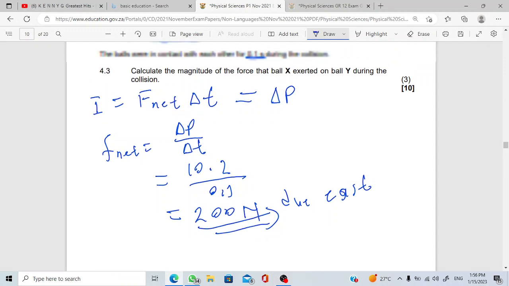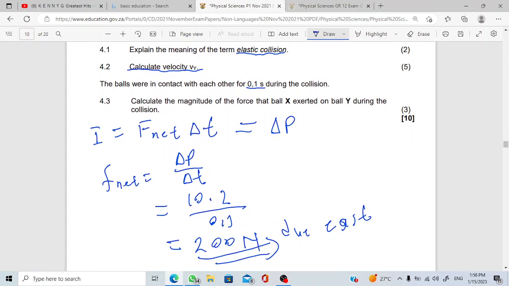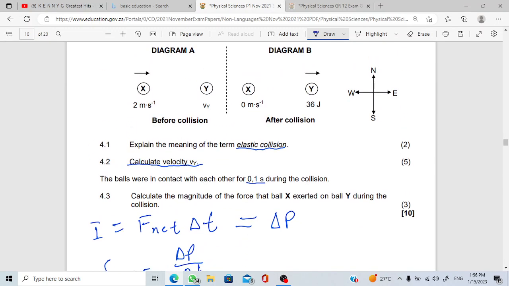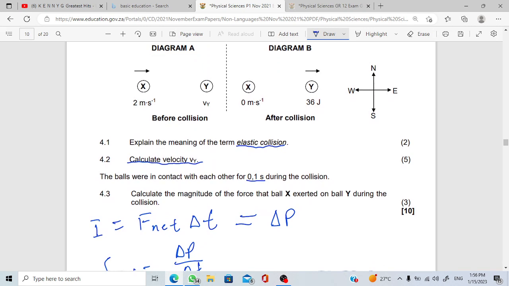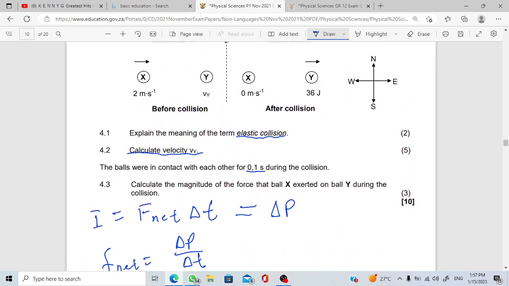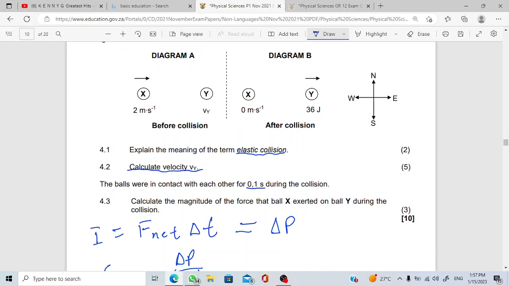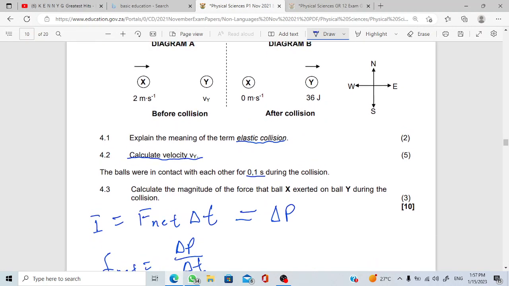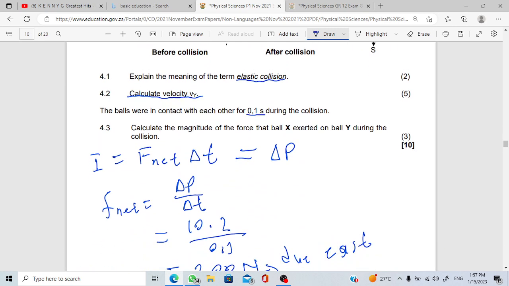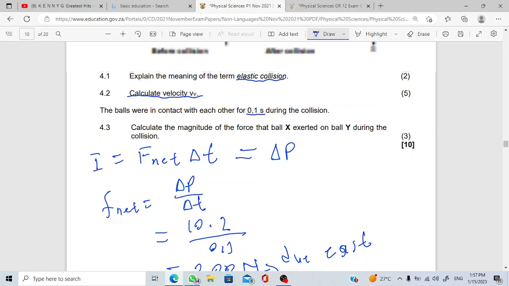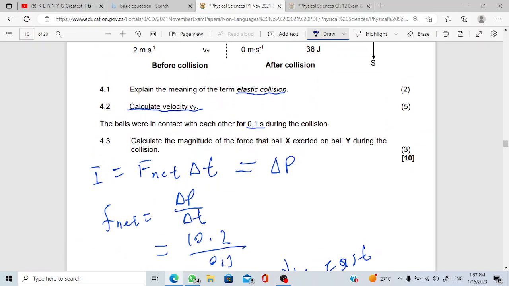Because this is the force that ball X exerts on ball Y, but we know that, let me see. Okay, yes, the force that ball X exerts on ball Y goes in that direction. That is true. Okay, so now guys, that is your 10 marks, as simple as it is.